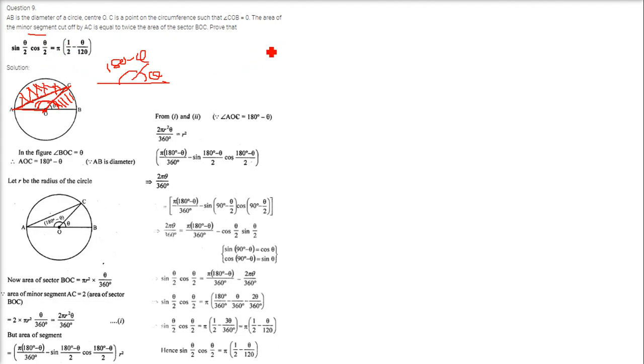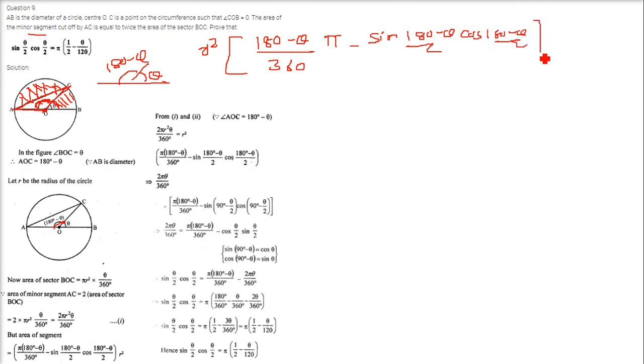We will use the formula directly. So this is r square, theta by 360 into pi. What is theta? This is 180 minus theta. So 180 minus theta, into pi by 360, right? This into this minus sine theta by 2 cos theta by 2. So what is theta here? 180 minus theta. Sine of 180 minus theta by 2, cos of 180 minus theta by 2.